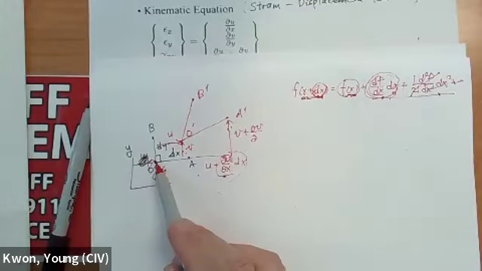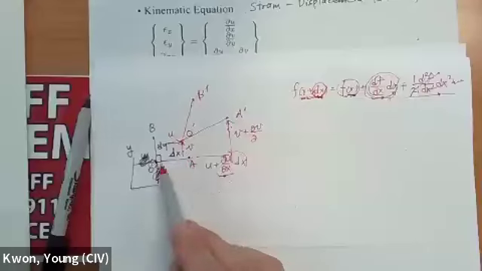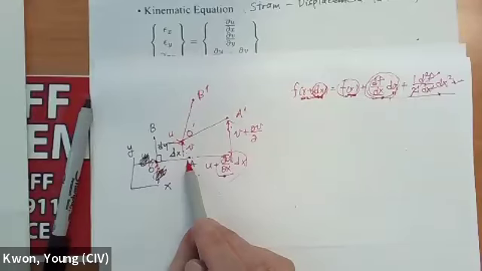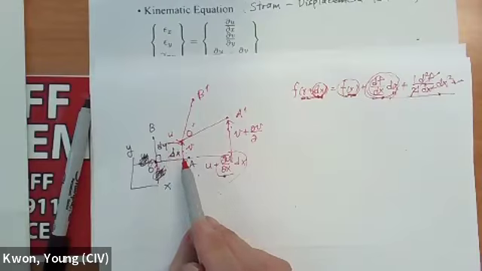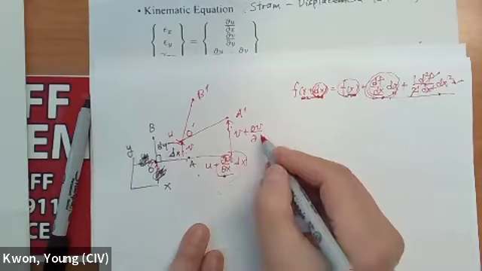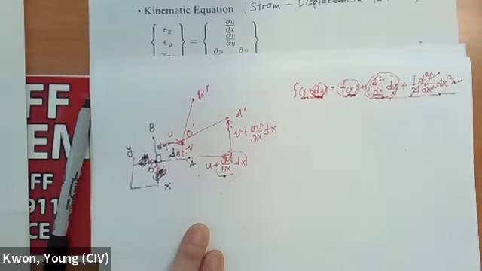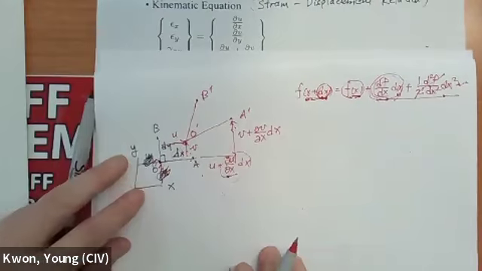Because if you look at A, O, and A', this is separated by dx, right? So any variance between the two is going to be because of dx. So in other words, this should also be dx. Make sense? Right? Then let's look at this one.